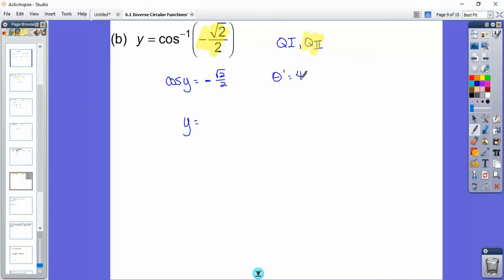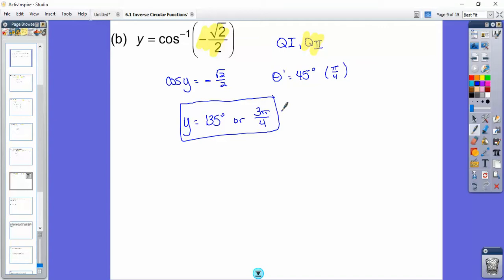Reference angle, if we think to ourselves, when is cosine radical 2 over 2? That's at 45 degrees, or pi over 4, if you're dealing with radians. So 45 degrees in quadrant 2, 180 minus 45 is 135. If I ask for radians, remember in quadrant 2 the numerator is 1 less than the denominator, so that would be 3 pi over 4.